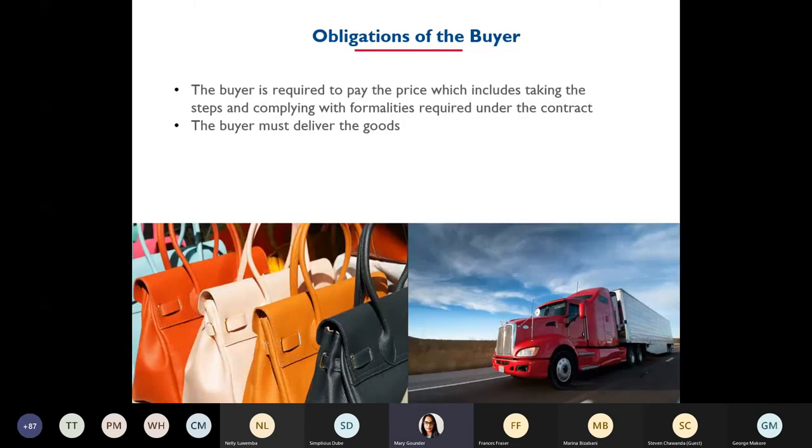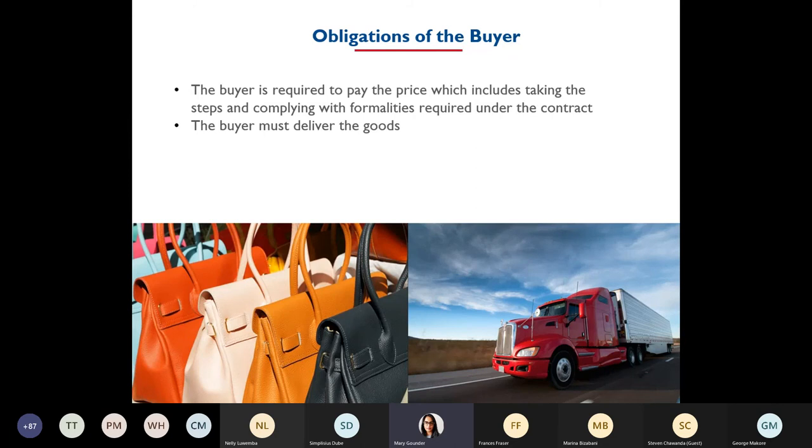The obligations of the buyer. Yes, it's quite straightforward. Pay the price, really. But paying the price includes taking steps and complying with formalities. So if there's a letter of credit involved, the buyer needs to make sure that they go to the bank. They need to make sure that they have the available funds, because if it's a letter of credit, the bank puts that money aside to make sure that they can pay you.